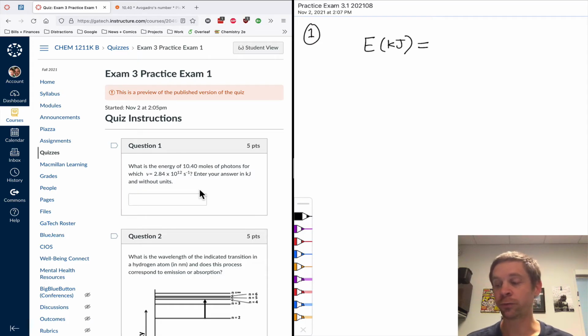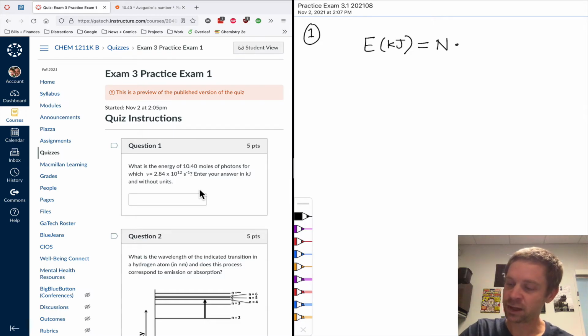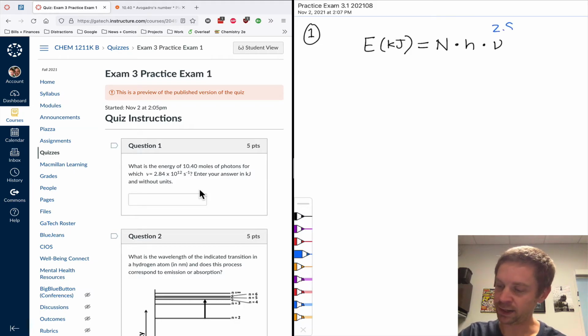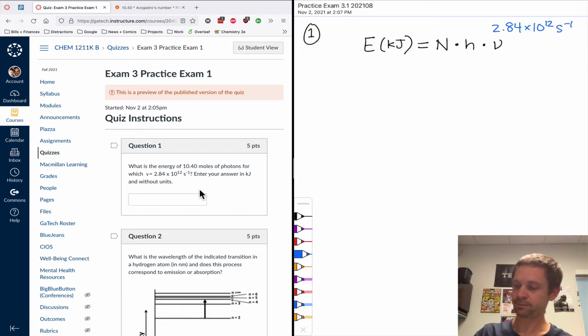Now that equation is for a single photon. If I've got a collection of photons, it's going to be the number of photons I've got in absolute or raw terms, we'll come back to that in a second, times h, which is Planck's constant, times nu, which is the frequency. Now the frequency is given in the problem. Let's go ahead and get that down. It's 2.84 times 10 to the 12th per second, or hertz, equivalent units.